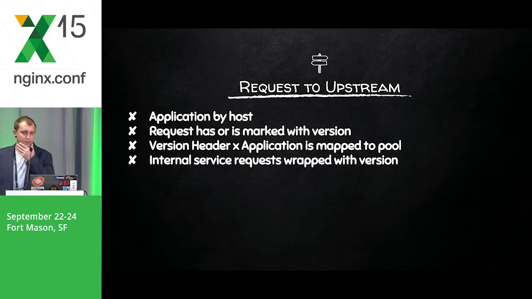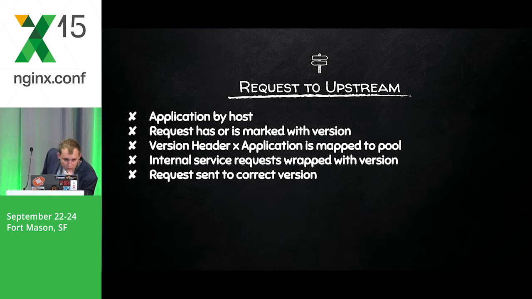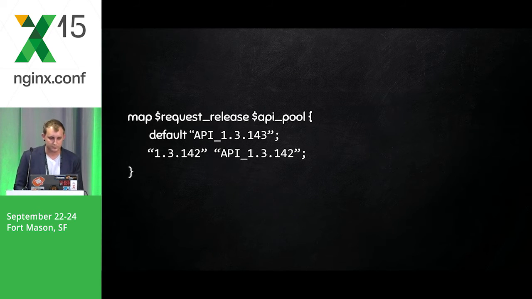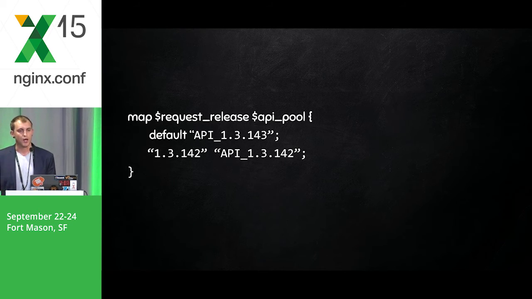So, what happens? Where am I? So the version header is mapped to the application pool by different versions of this application that we're load balancing over. And we're going to route that traffic appropriately. So here's a map of, say, what the request version might be for a particular request and direct it to a pool so that we're able to proxy this request to a particular pool based on not only the application but the version as well.